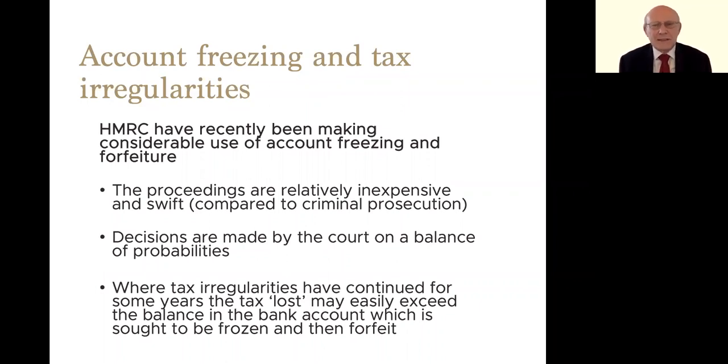Where tax irregularities have continued for some years, then the tax lost might easily exceed the balance that's in the bank account, which is the amount sought to be frozen and ultimately forfeit. So it's not ideal from an HMRC point of view. It's a bit arbitrary because what somebody might have in a bank account may have no direct connection to the amount of tax that they have evaded. But it gives them a good place to start in grabbing some assets and getting some money off the suspected tax evader.